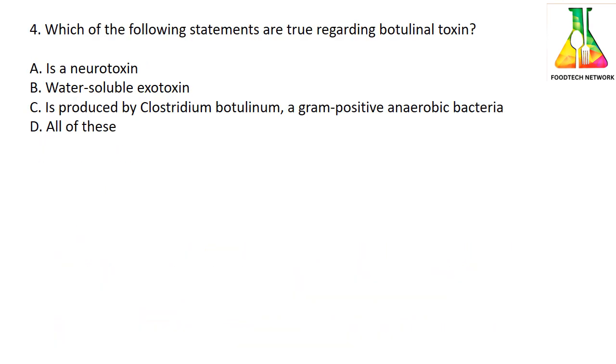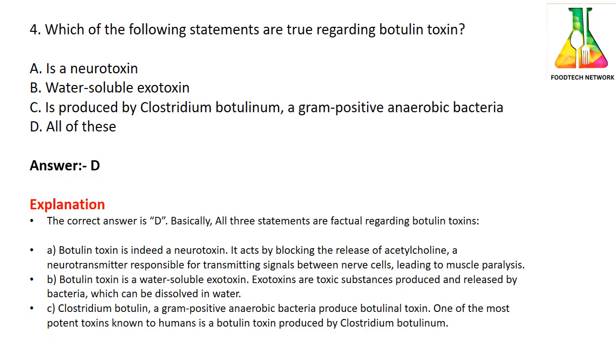Which of the following statements are true regarding botulinum toxin? Option A, botulinum toxin is a neurotoxin. Option B, it is a water soluble exotoxin. Option C, it is produced by Clostridium botulinum, a gram positive anaerobic bacteria. And option D, all of the above. Basically, all the three statements are factually correct regarding botulinum toxin.